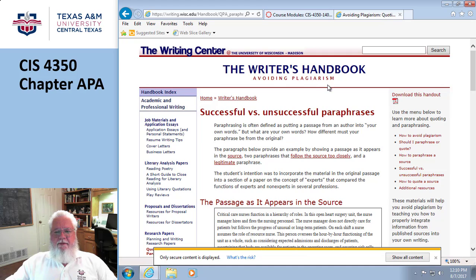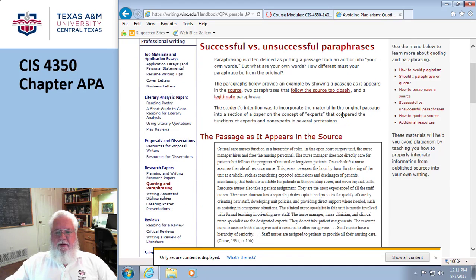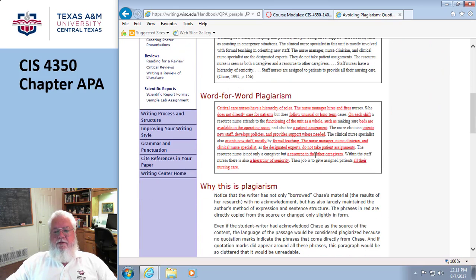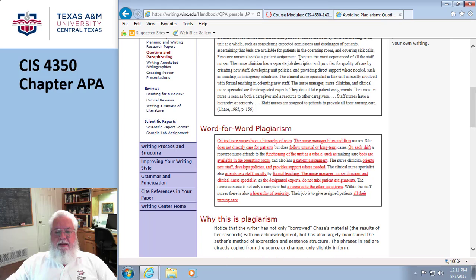This is from a writing center of some other university. I'm not expecting you to actually read this, but just kind of watch the screen. So here's how the original document appeared in the source. And here's where somebody just went through and just did a word-for-word copy of everything that was in there. I mean, they maybe made a few little tweaks and changes, okay? That's not paraphrasing. That's plagiarism. You've copied other people's words.